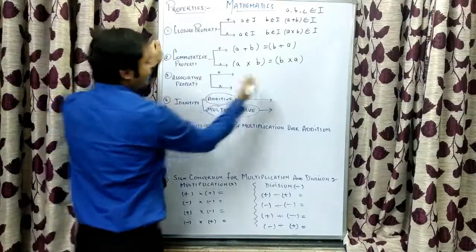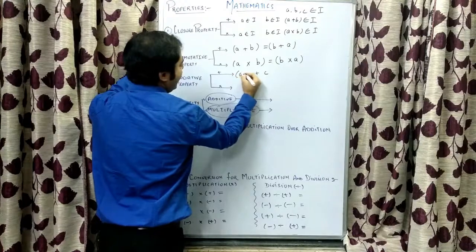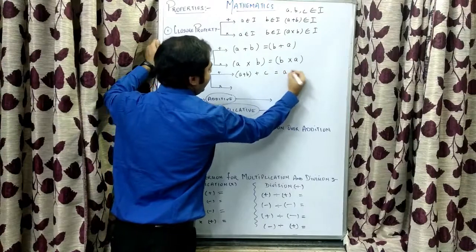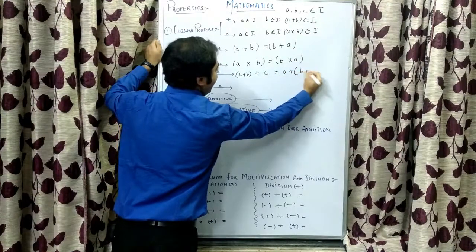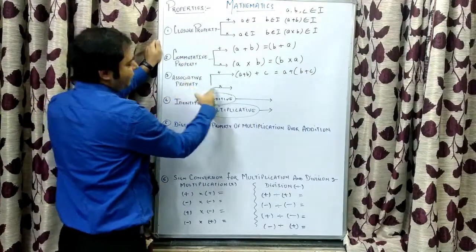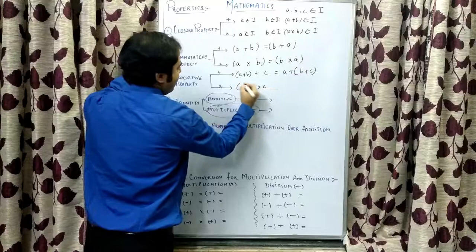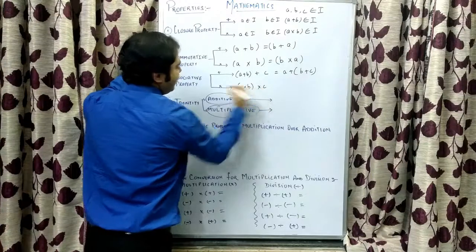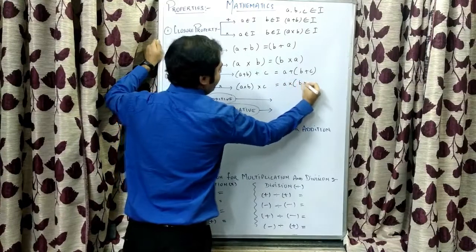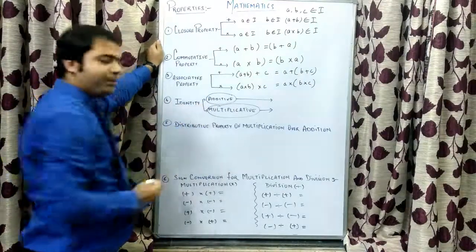Associative property of addition: suppose we are adding c to the sum of a and b, it will be similar to adding a to the sum of b and c. In the same way, the associative property of multiplication says that if we are multiplying c with the product of a and b, it will be similar to multiplying a with the product of b and c. Right?